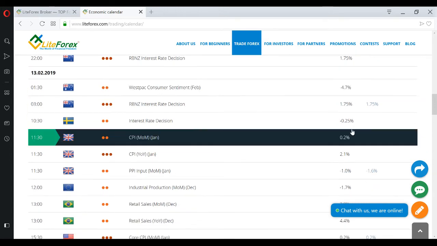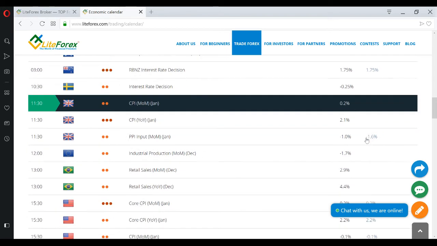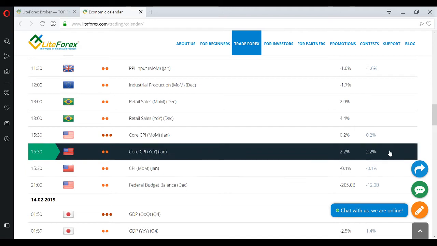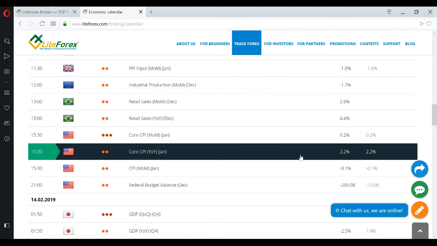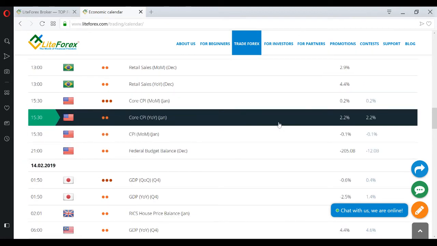Next, on Wednesday, there will be a release of British inflation figures, and the United States will also publish core CPI and CPI later during the US trading session on Wednesday. CPI stands for Consumer Price Index and is an important gauge of US inflation. You can see that forecasts are just the same as the previous reading. So any surprises will make a difference for the USD for sure.